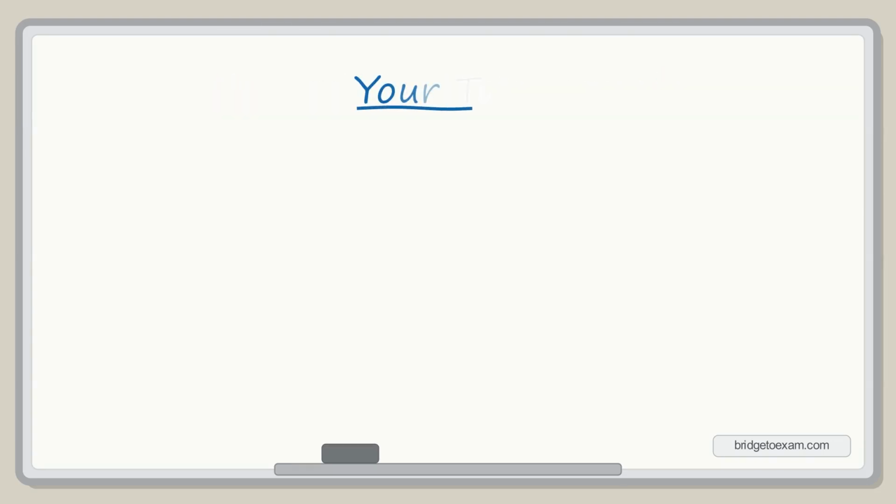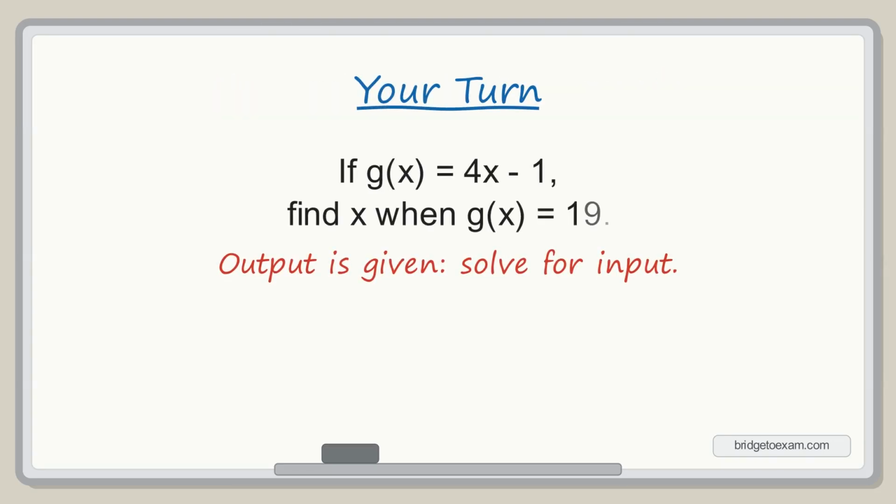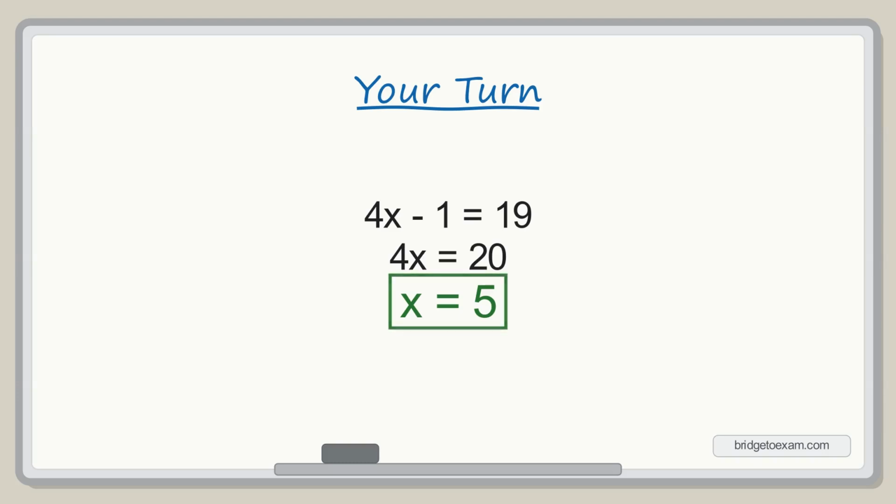Your turn. If g of x equals 4x minus 1, find x when g of x equals 19. Pause and decide whether this is evaluation or solving for the input. Because the output is 19, set 4x minus 1 equal to 19. Add 1, divide by 4, and the input is 5.